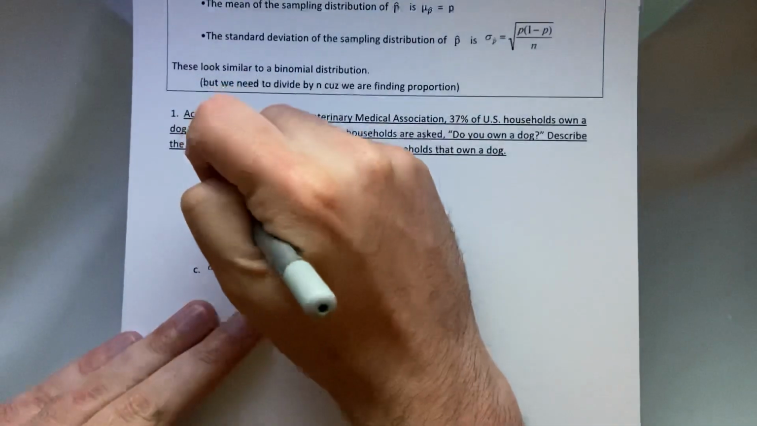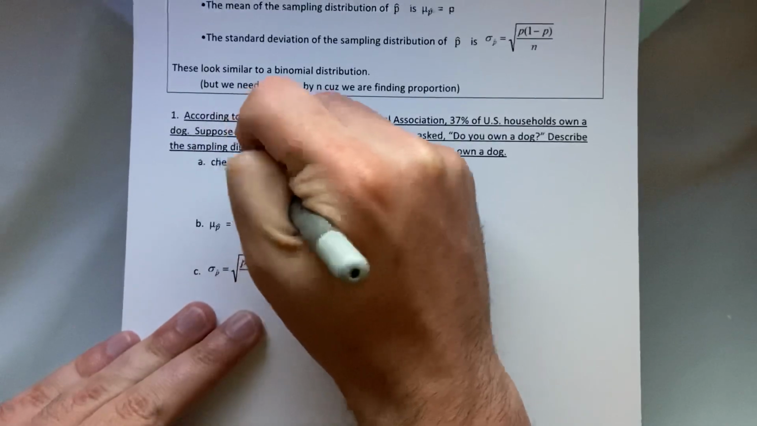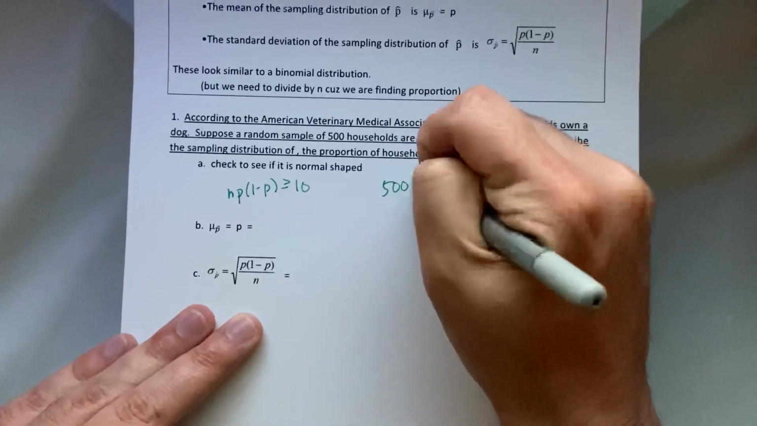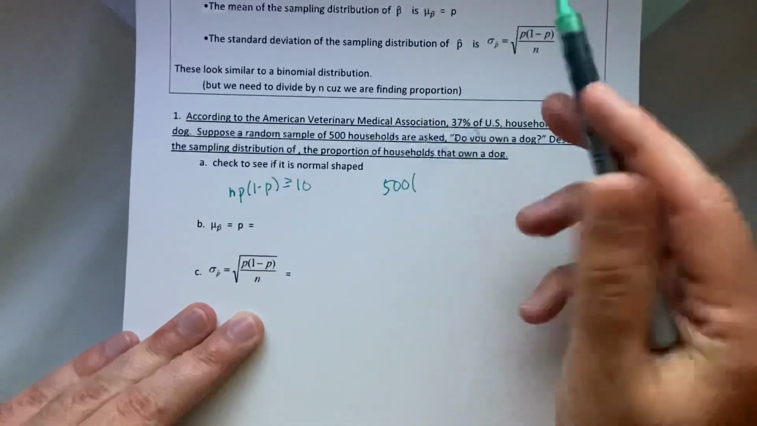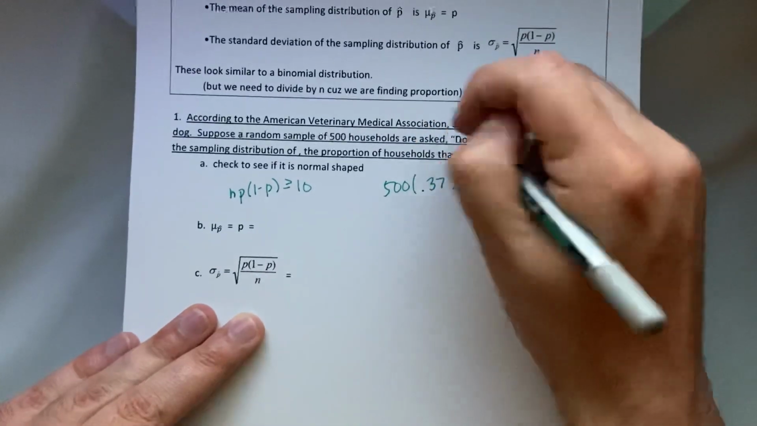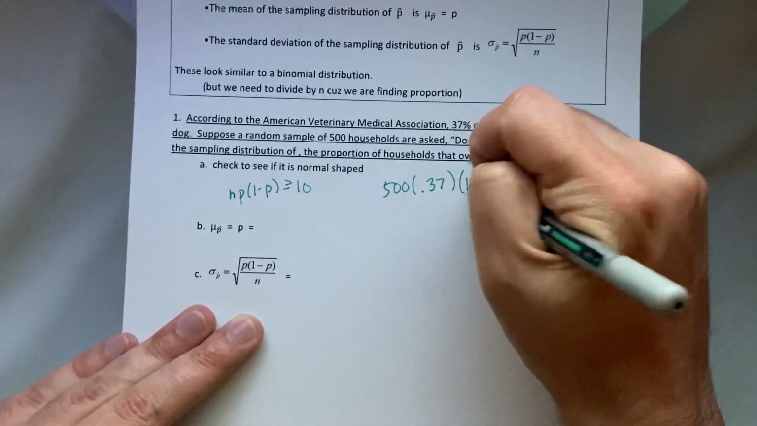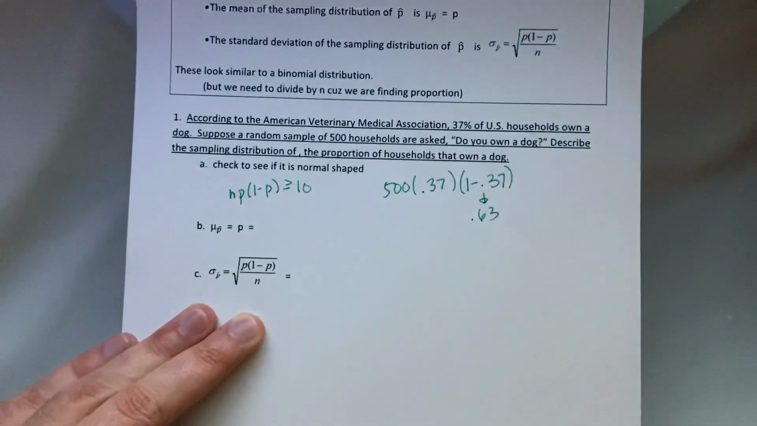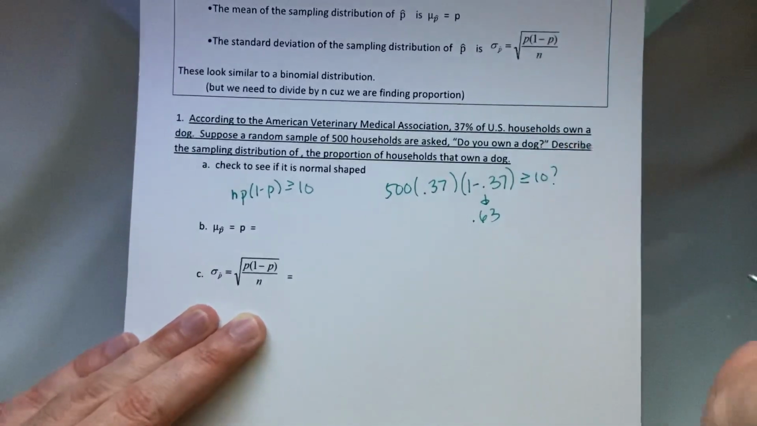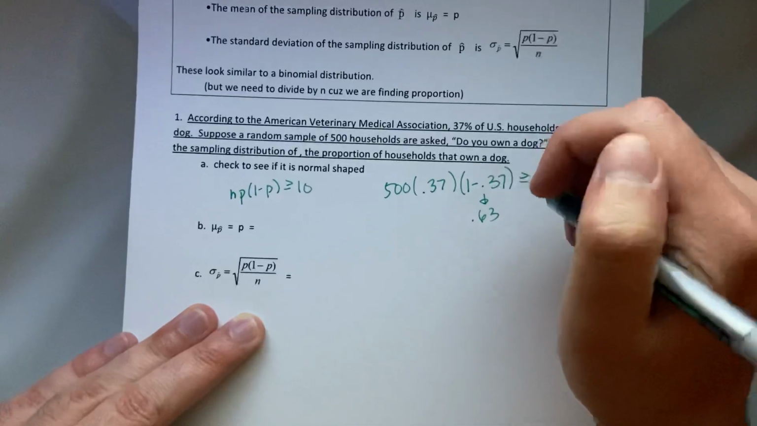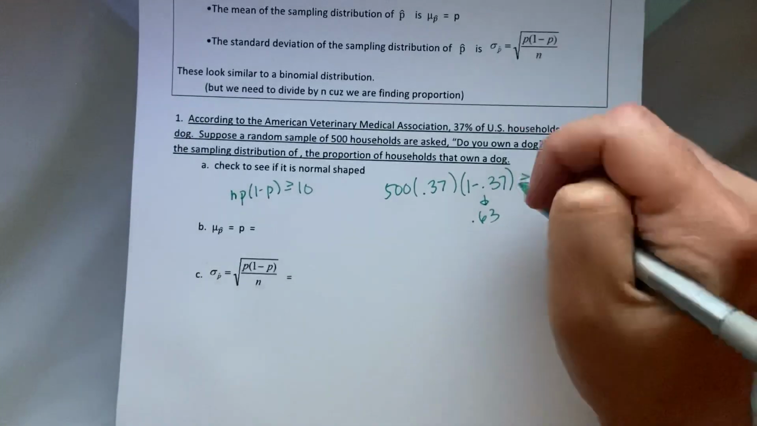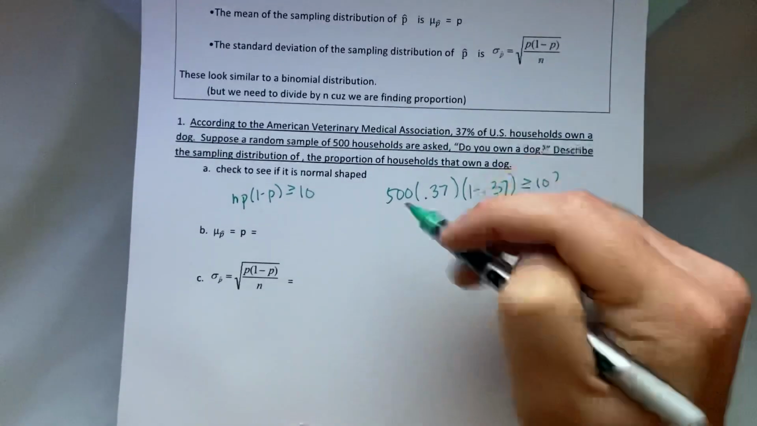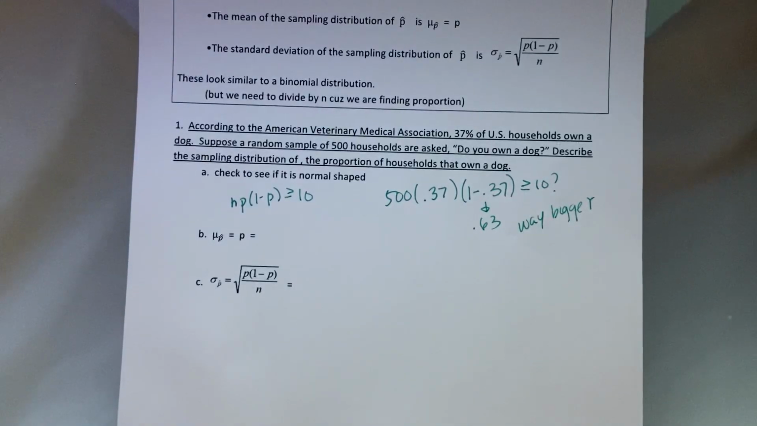Okay, so in order for this to be normal, n times p times 1 minus p needs to be greater than or equal to 10. Now the number of households in this sample is 500. The expected proportion that own a dog is 0.37, because this is 37%. And that means 1 minus 0.37 is our 1 minus p. This is actually 0.63, but you can put it in just like this. Is that greater than or equal to 10? Well, if you multiply these 3 together, it ends up being about 100 and something. So it is way bigger than 10. But you can multiply it out yourself just to get used to putting this in the calculator. But I promise it's way bigger.